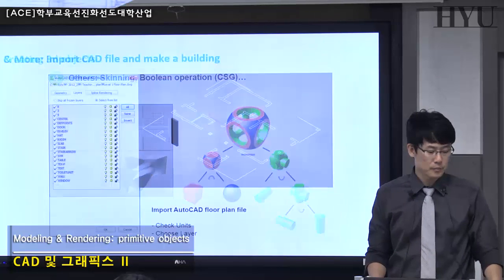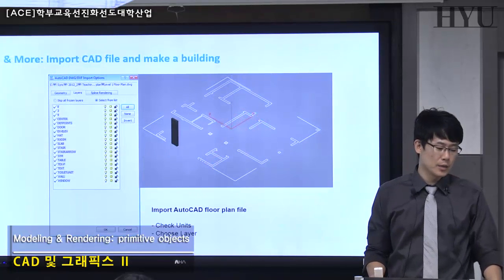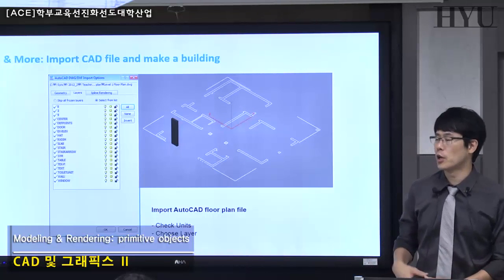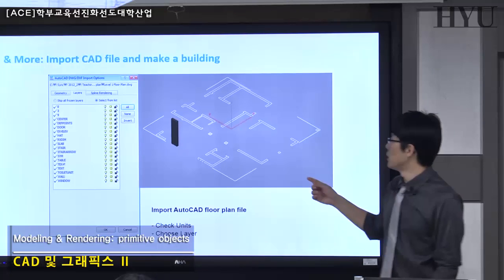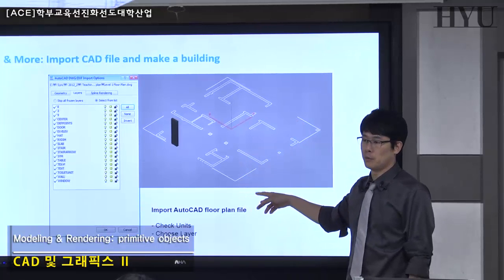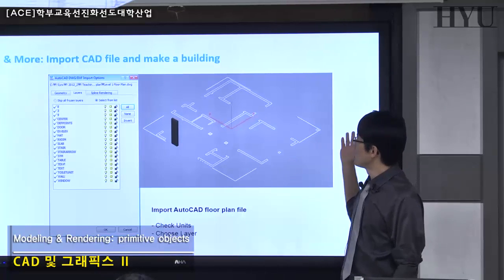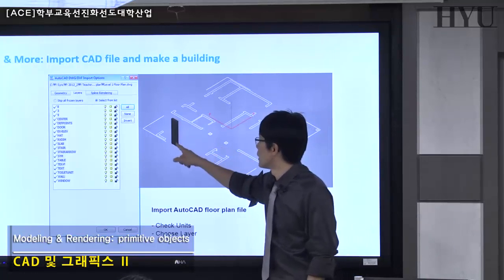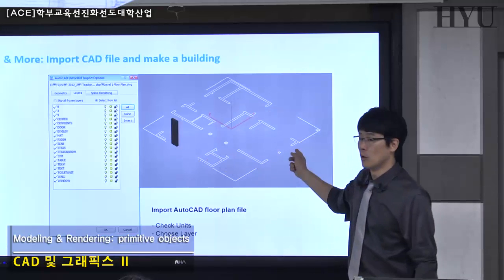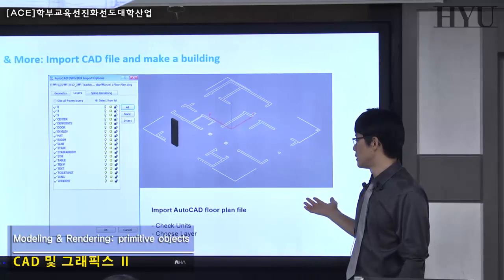Okay? But actually, in other applications we can take advantage of more things. Simply, if you have an AutoCAD file for your building design, you can import that CAD file and extrude this wall object, and then you can generate a 3D building model.